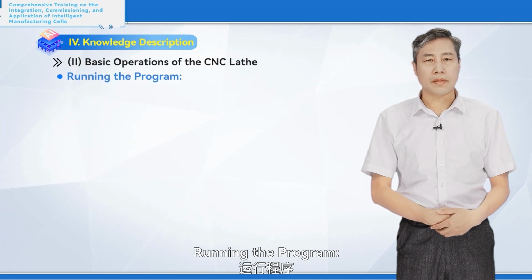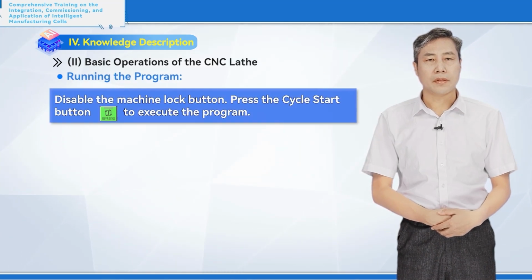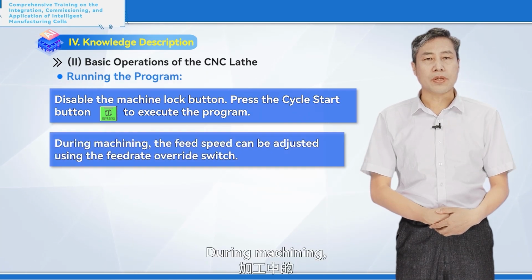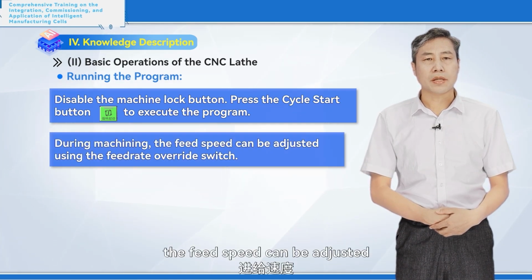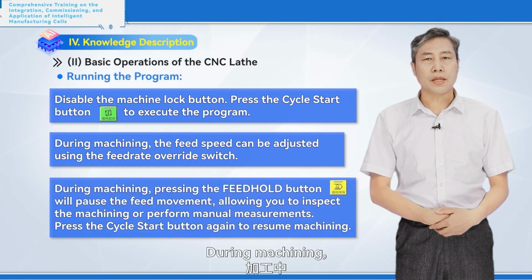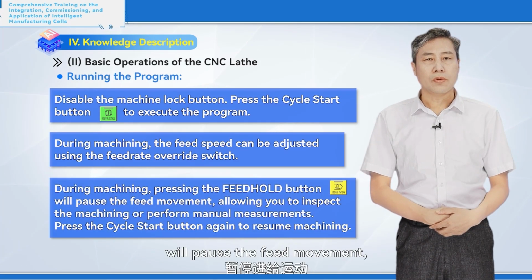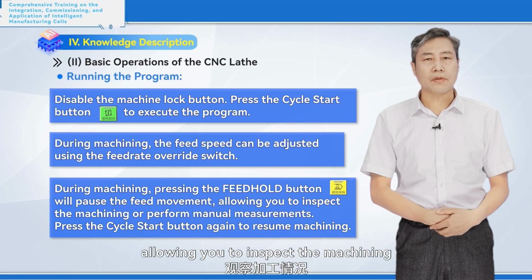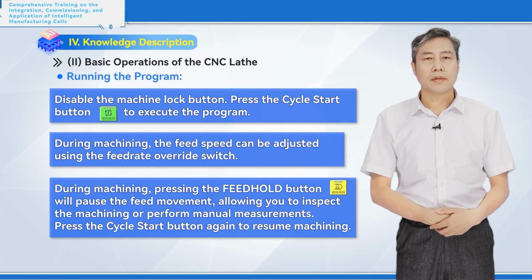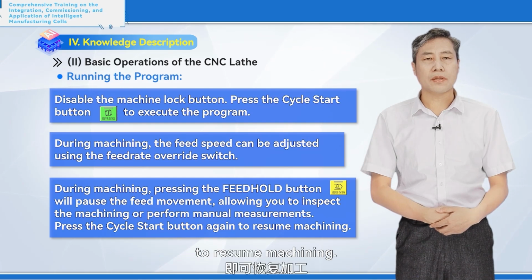Running the program. Disable the machine lock button. Press the cycle start button to execute the program. During machining, the feed speed can be adjusted using the feed rate override switch. During machining, pressing the feed hold button will pause the feed movement, allowing you to inspect the machining or perform manual measurements. Press the cycle start button again to resume machining.